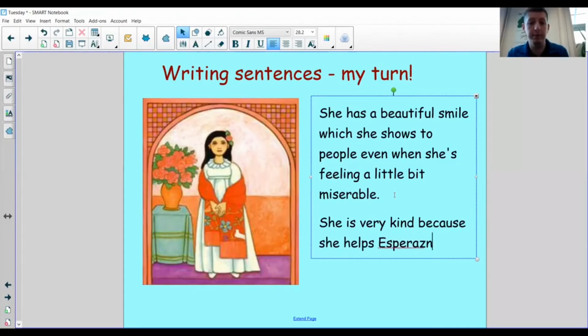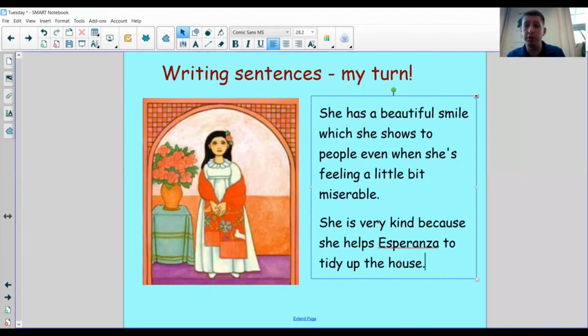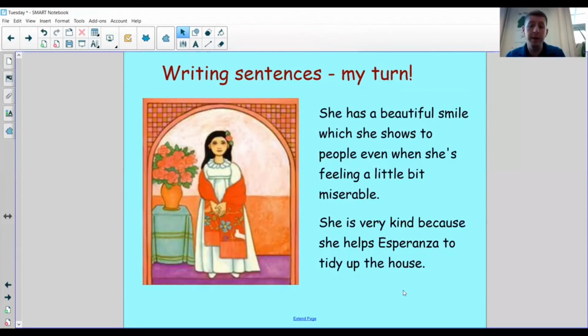If I want to describe her personality, I might say she is very kind because she helps Esperanza to tidy up the house. So again, I've used the word kind to describe what she's like, and then I've said what she does as well to show that she's kind, using because as a conjunction to explain in a bit more detail. So that's my turn. That's me using the vocabulary I've come up with and describing that to the reader.